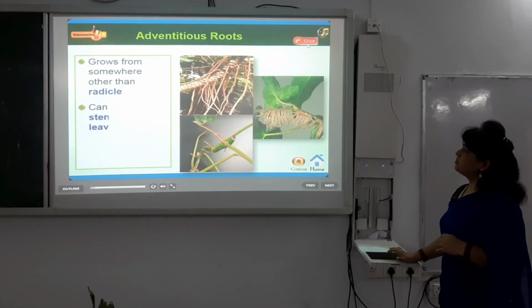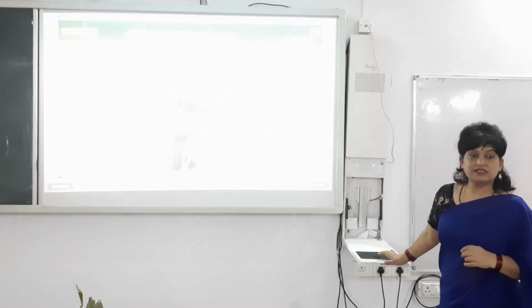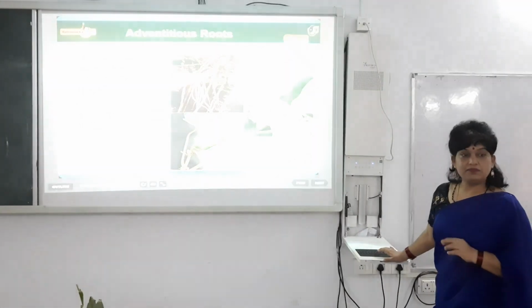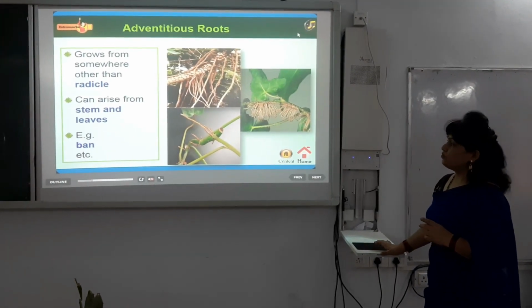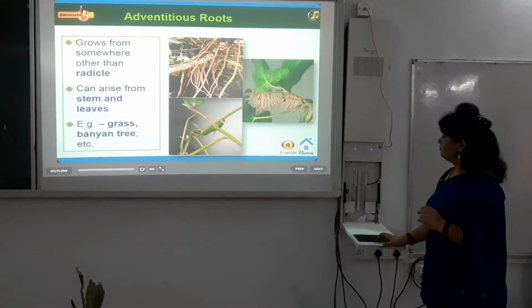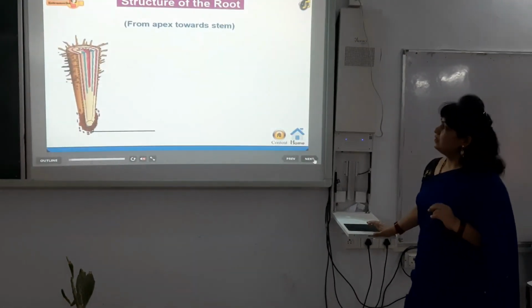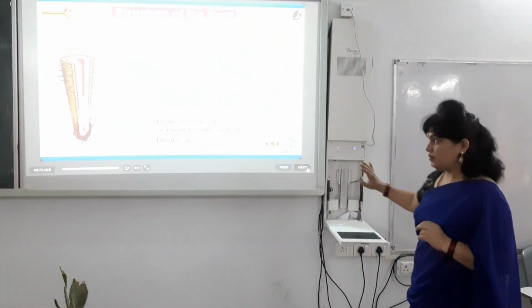Image. Let us know about some more. They can arise from the leaf, they can arise from the stem. They do not grow from the radicle, but they arise from some other part. Because we don't have the access to it, so I am showing it here. Example, you know about it. Then the structure. This is the anatomical structure, so I am not going into the anatomy part of it.